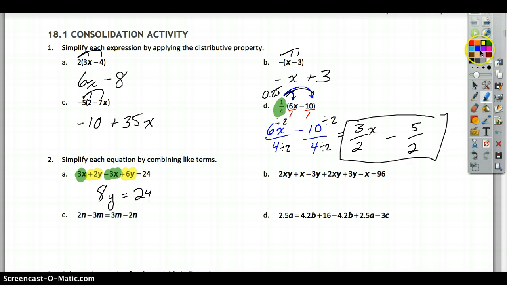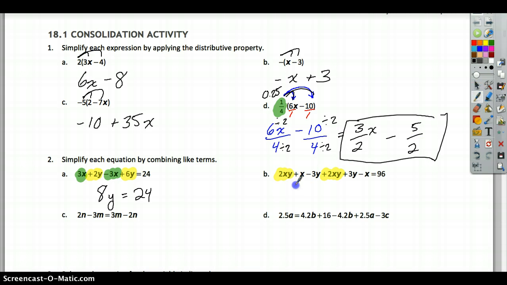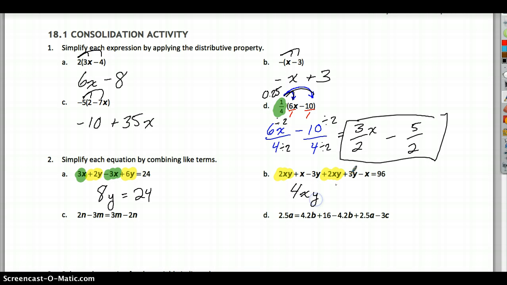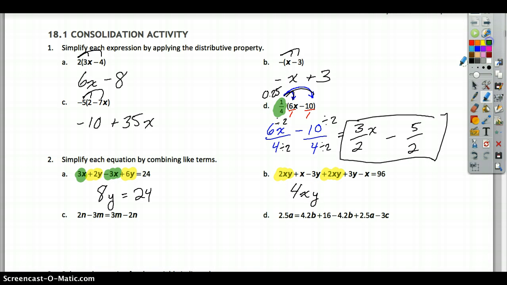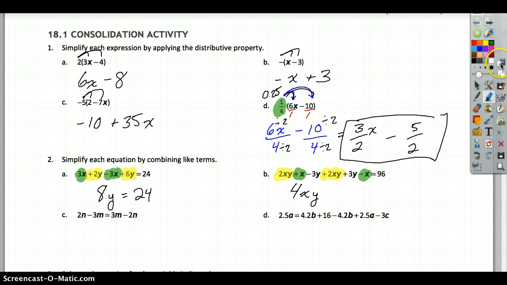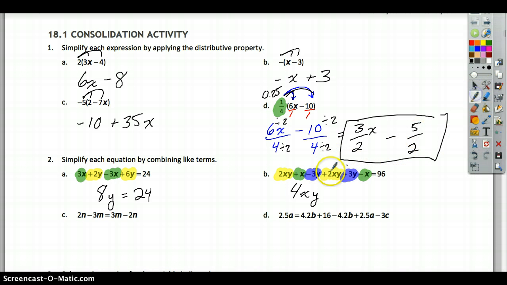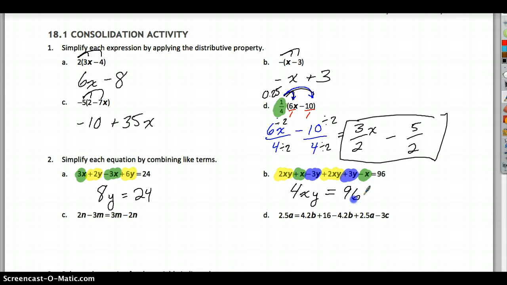In example B, we've got 2xy plus 2xy. They both have the x and the y. That's going to give me a total of 4xy. I'm going to look for my other terms that combine. Positive x combined with a negative x, that's a zero pair, they cancel. And then finally my 3y combined with my plus 3y, that's a zero pair as well, they'll cancel. So 4xy equals 96. Now notice we didn't actually solve anything on these because it just wanted me to simplify by combining like terms.